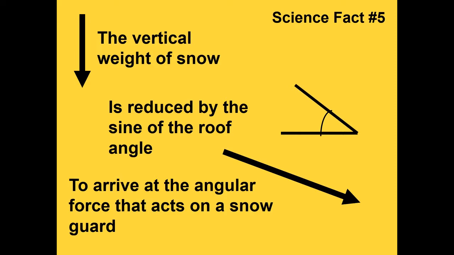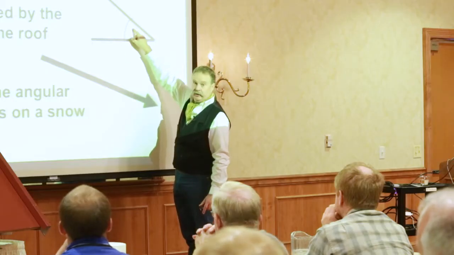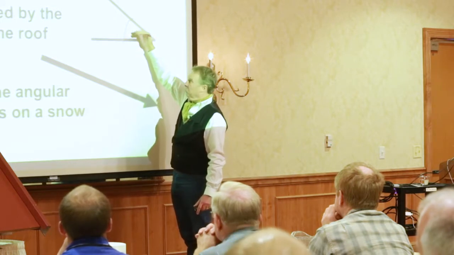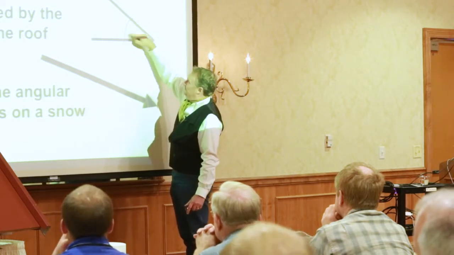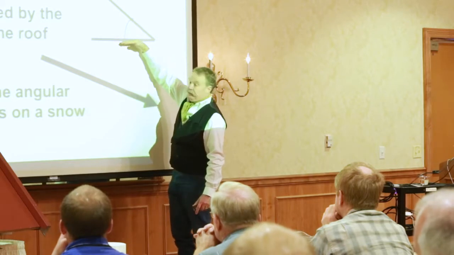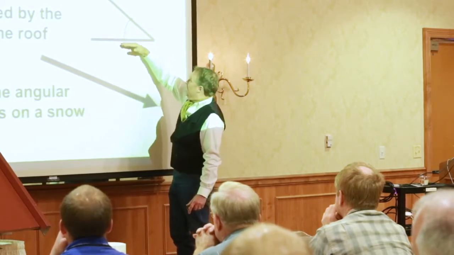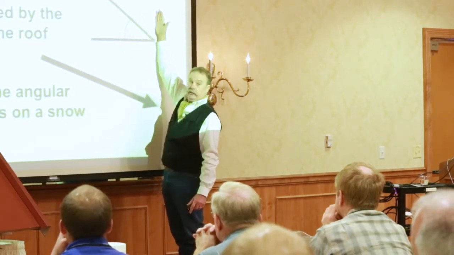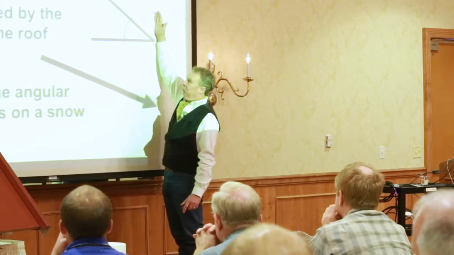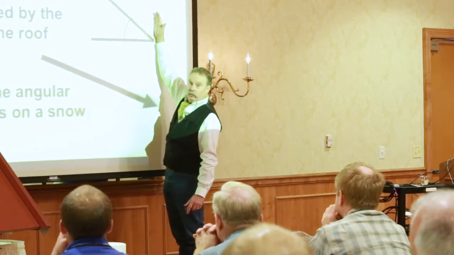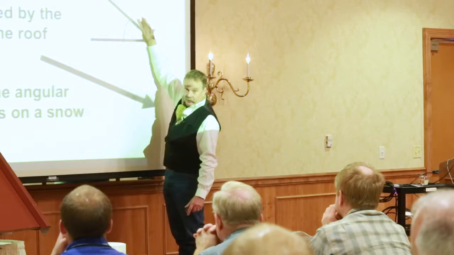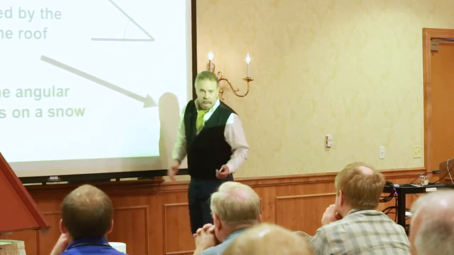Vertical weight of the snow is reduced by the sine of this roof angle. See, as that roof gets steeper, this is going to be a fractional number. The sine of this angle is going to be a fractional number. The sine of 0 degrees is zero. The sine of 90 degrees is 1.0. So everything in between is a fractional number.